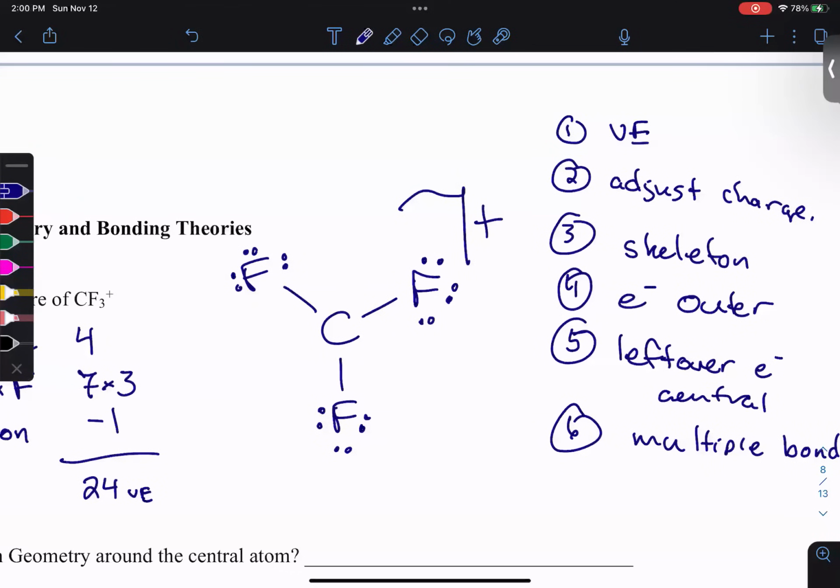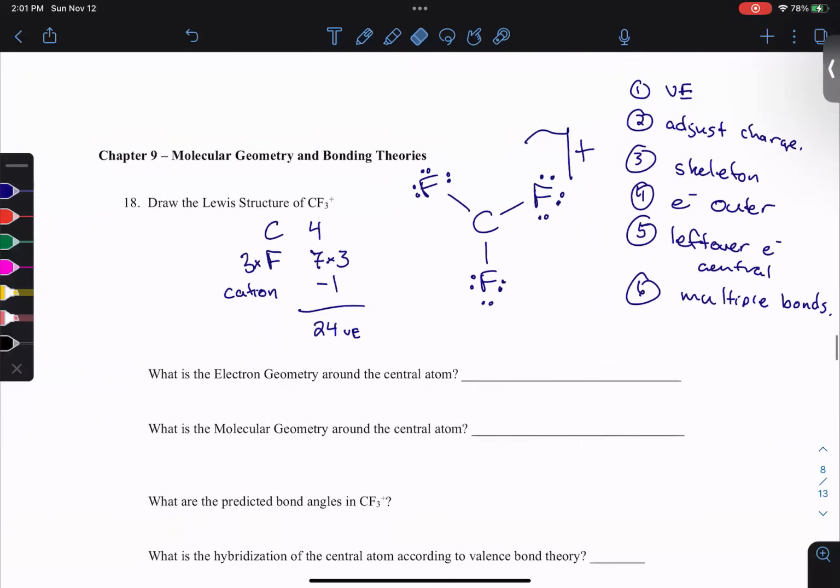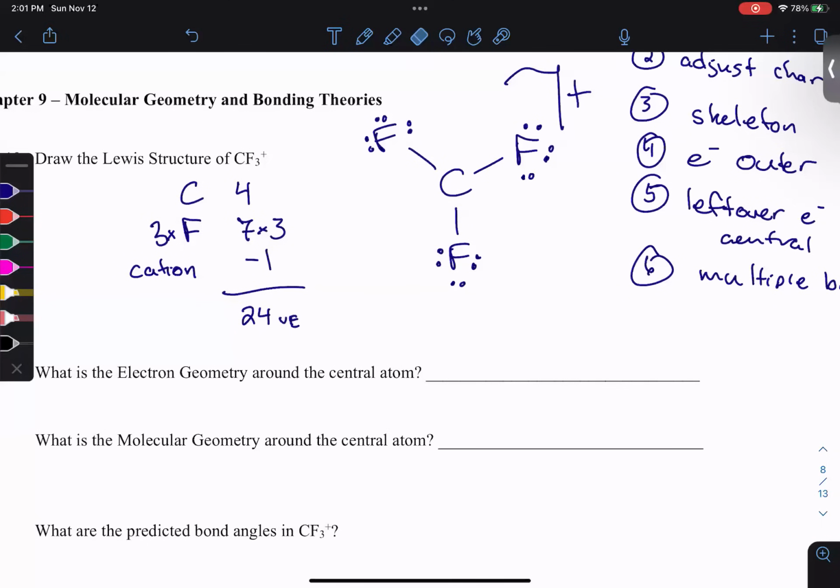So you might notice, I actually regret picking this molecule. I regret it because all of these fluorines have fulfilled octets, but the central carbon does not, and that's okay in this case. So you might want to try to make a double bond here, but we actually don't want to do that because it messes up formal charges. So this is the Lewis structure of CF3+. All right, because we spent all of our electrons. Okay, so there we go. That's the molecule we want to look at.